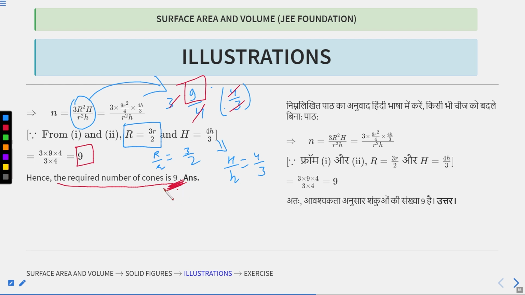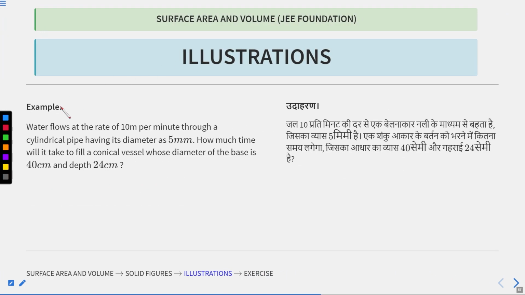Now let's see the next problem, what it says. The problem says the water flows at the rate of 10 meter per minute. That means water is flowing through a cylindrical pipe. So my pipe is like this. Let's say this is my pipe, and from this my water is flowing. I hope this is clear.